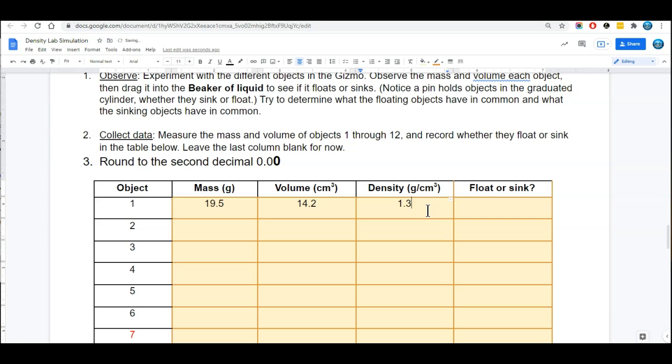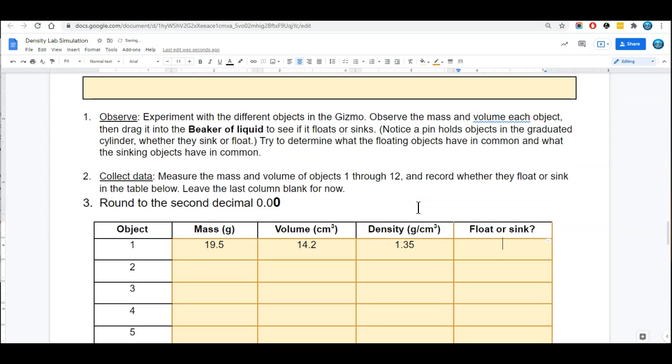From here, it's just calculating the density. It works out to 1.35. And again, it should be grams per ml or grams per centimeter cubed. Is it going to sink or float? Since it's higher than 1, I'm going to put an S here, because it should sink since it is higher than 1 gram per centimeter cubed. And that's all you do.